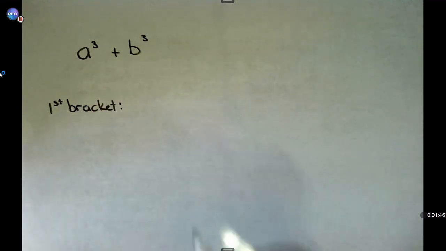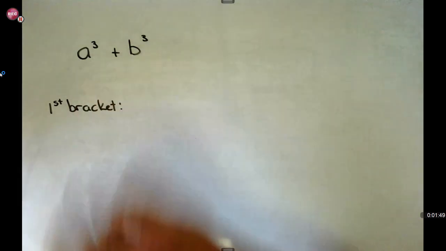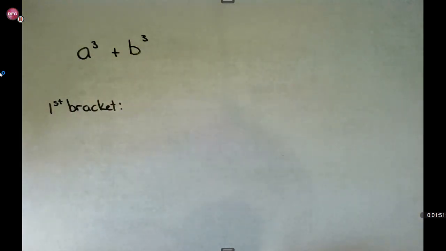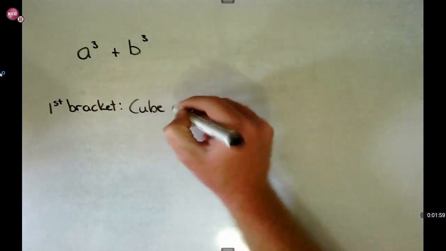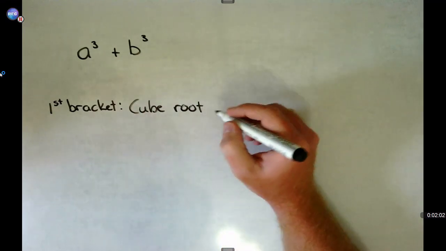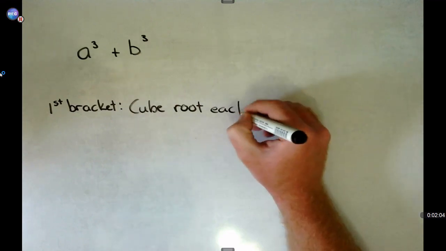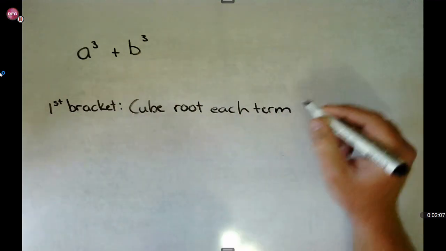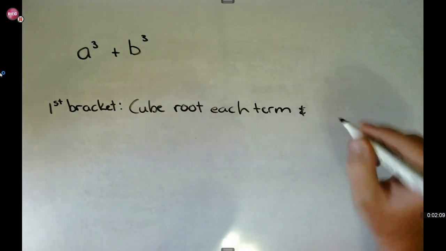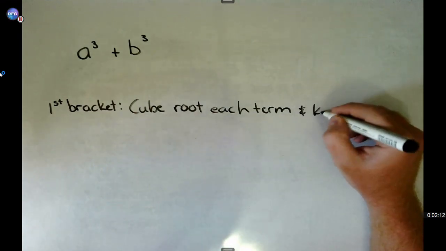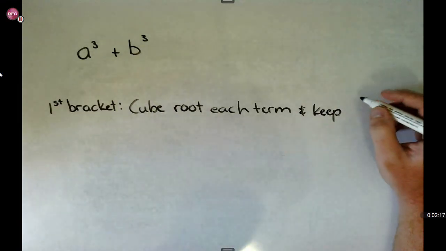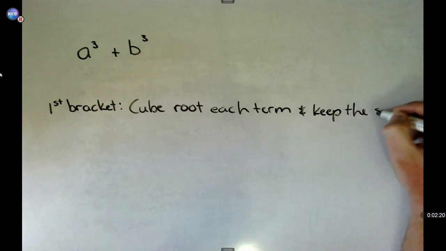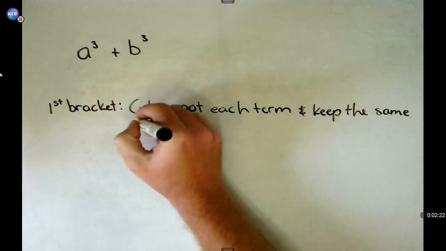You need to cube root each of these two terms here. Remember that terms are split up by operations such as addition and subtraction. I just want to write everything down for you. Cube root each term. And the most important thing here is to keep the current sign that you've got here the same. So keep the same sign.